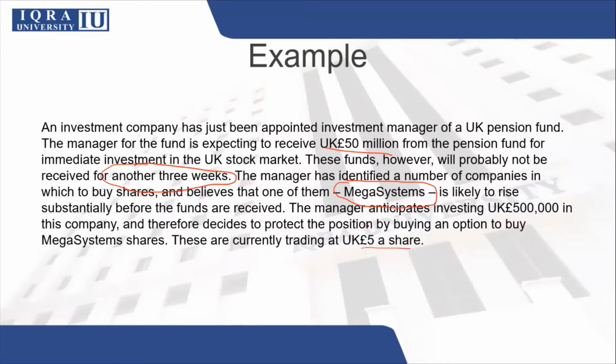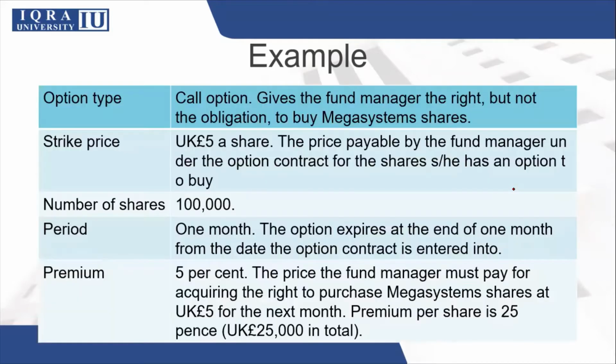And the shares are currently trading at this price. So what he's going to do is buy an option. Because he wants to buy shares in Mega System, he will have to purchase a call option, which gives him the right to later on buy shares in Mega System. So the option type will be a call option because it will give the fund manager the right but not the obligation to buy Mega System shares. So you want to keep that option with him, that in the future he would want to buy these shares. The strike price decided is pound 5.